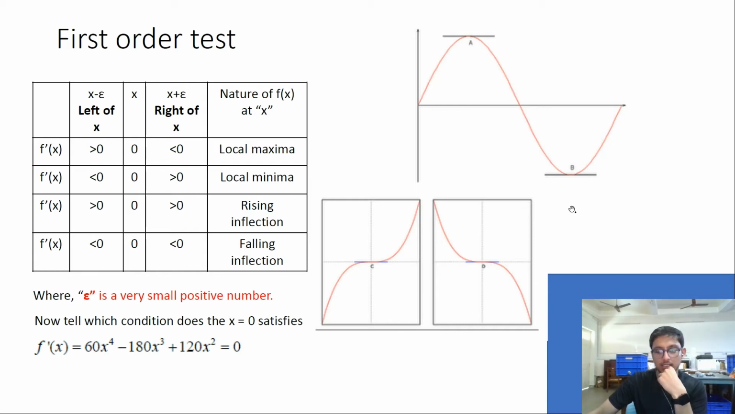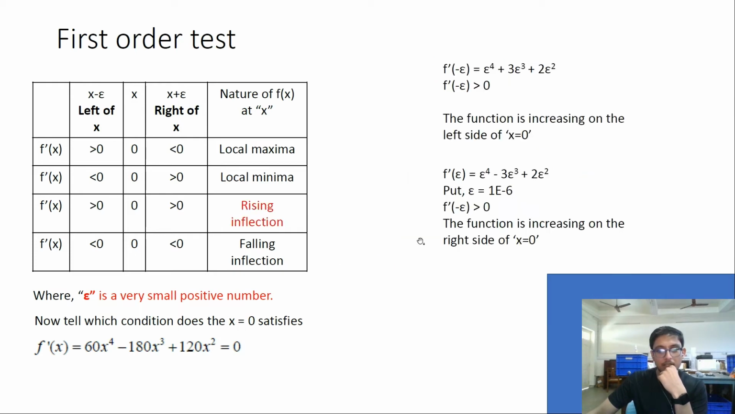So let's see here. That's what we have to do. I kept x is equal to 0, then x minus epsilon. When you put minus epsilon in f dash, it will be power 4, then minus of power 3, and then square, so it's all positive. So f dash of minus epsilon is greater than 0. That means the function is increasing on the left side of x is equal to 0.